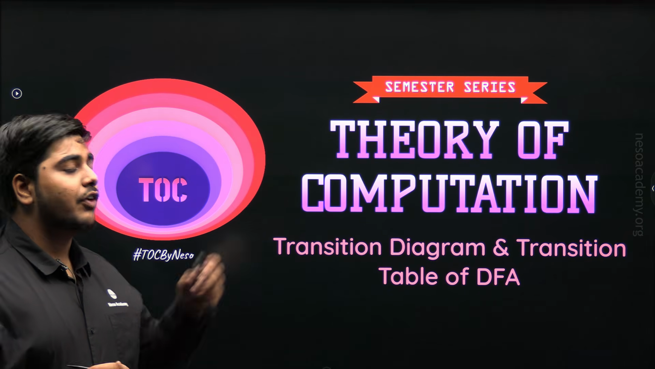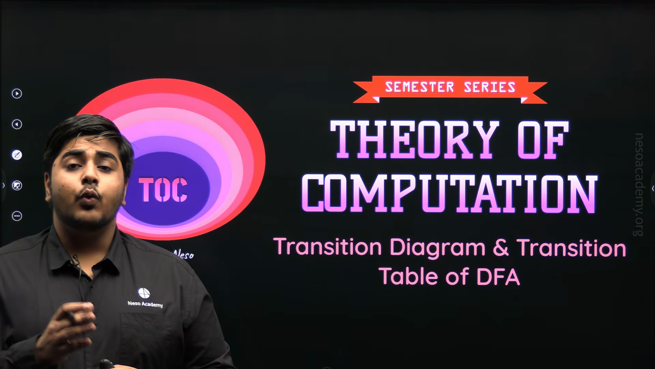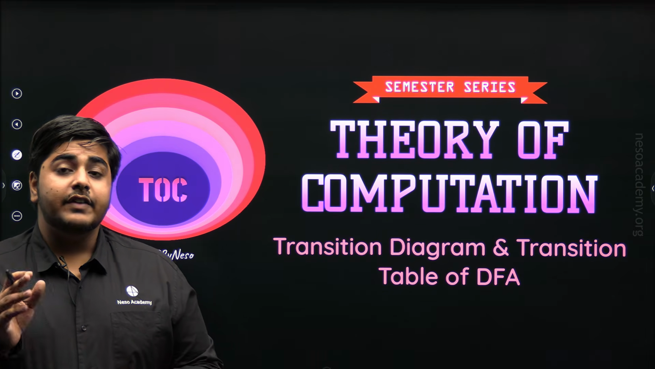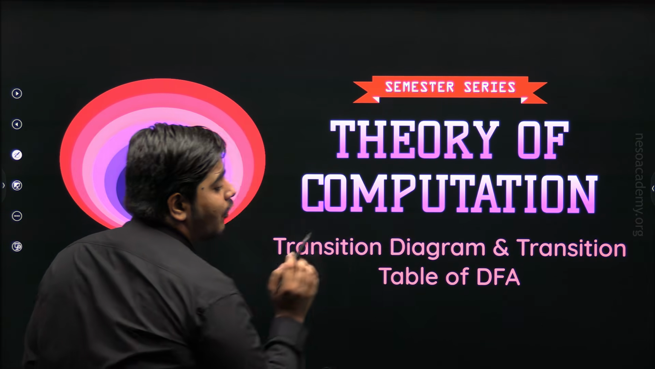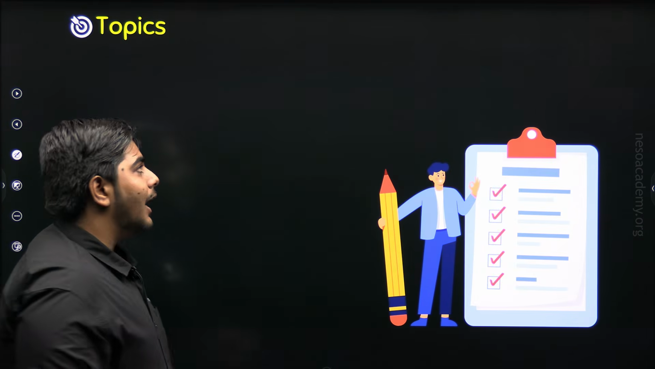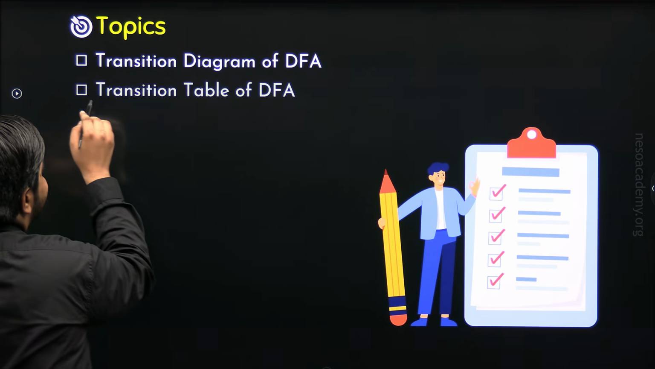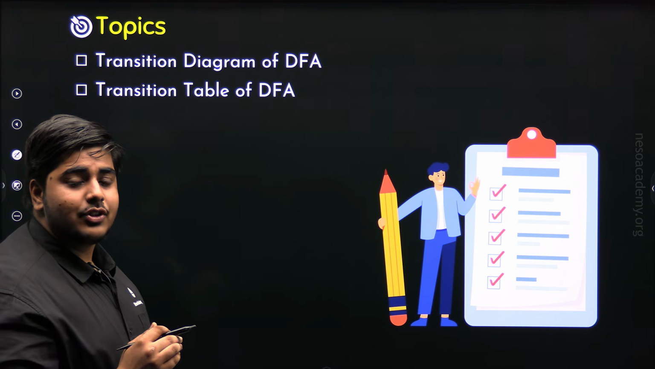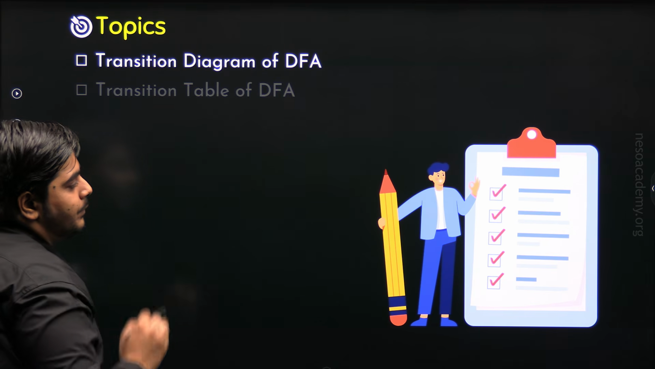We are learning theory of computation, and in the previous lecture, we have already understood what is a deterministic finite automata. And now in this lecture, we are going to understand transition diagram and transition table of DFA. So we have only two topics to discuss today: the first one is transition diagram of DFA, and the second one is the transition table of DFA. So let's start our discussion with our very first topic, that is transition diagram of DFA.